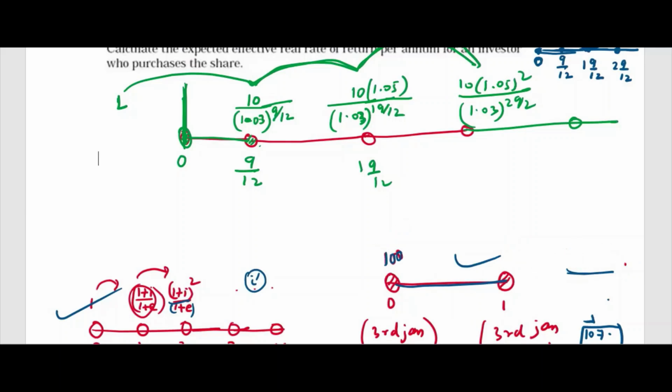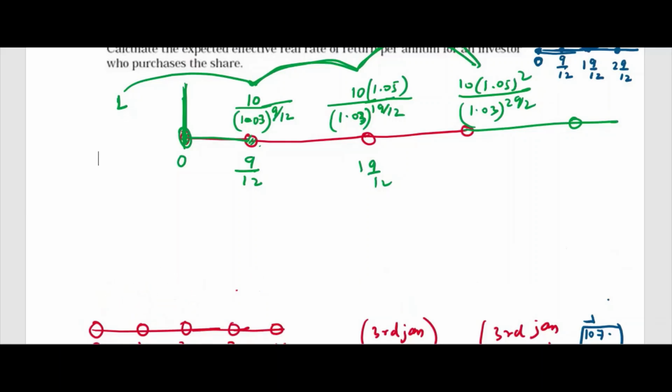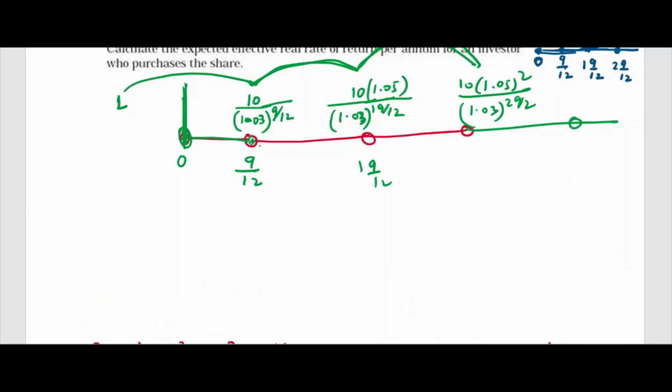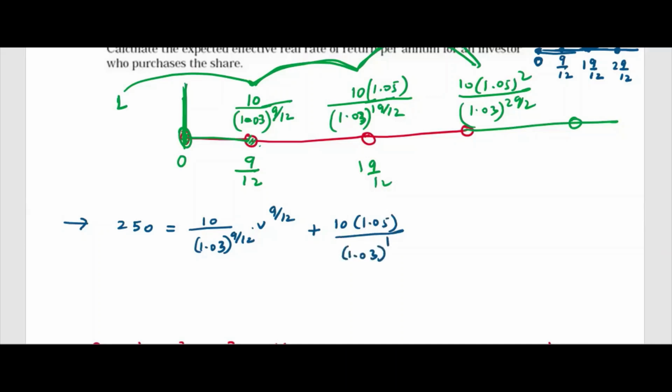What you need to do is make sure E will go with I. Inflation will go with the interest rate. So if I write the price here 250, I did inflation, now I have to find the effective rate of return. I can write 250 is equal to 10 divided by 1.03 power 9 by 12, V power 9 by 12. See, they go together. Then 10 into 1.05 divided by 1.03 power 19 by 12 into V power 19 by 12. They will go together, V and this. Even V is 1 upon 1 plus I. You bring it here.